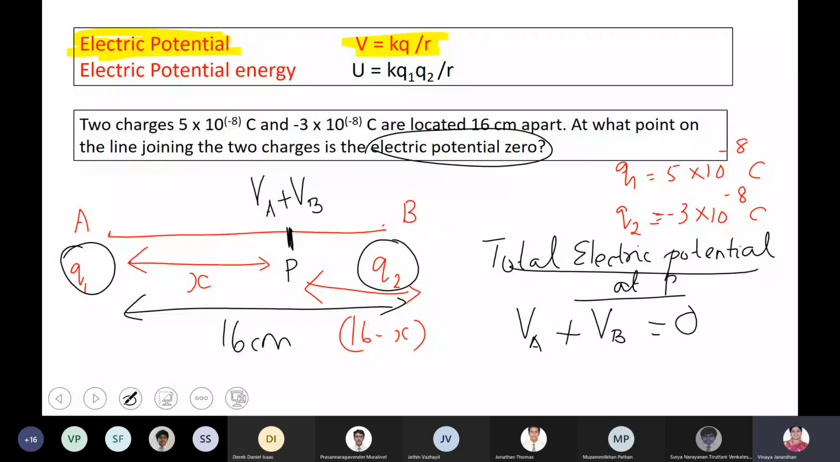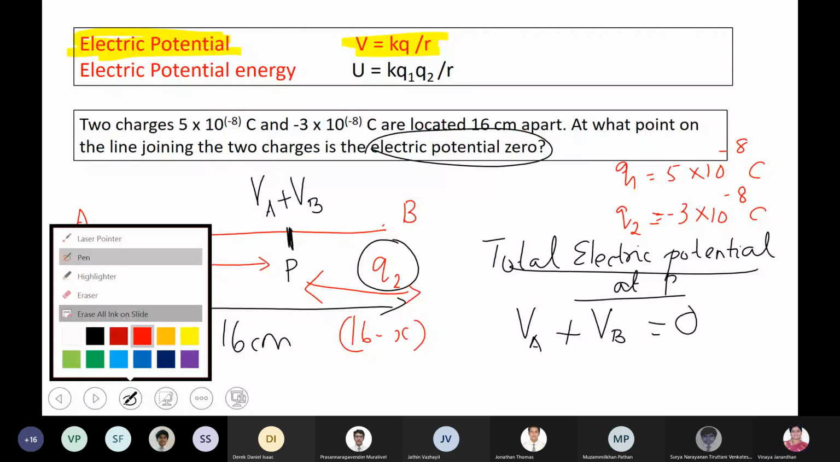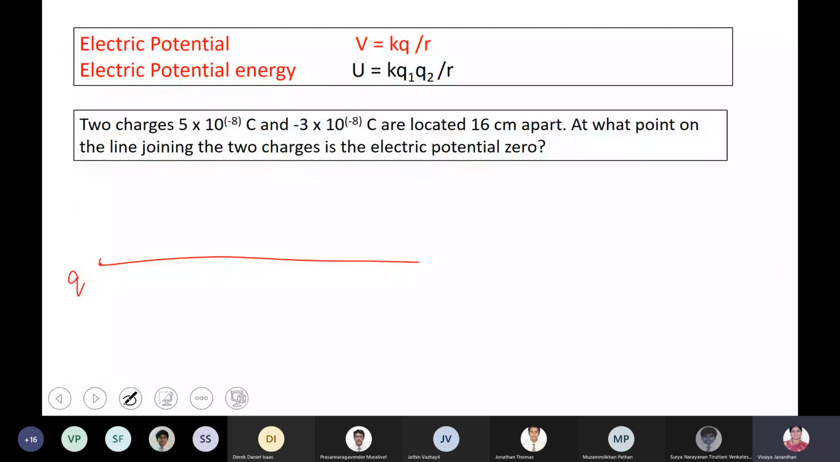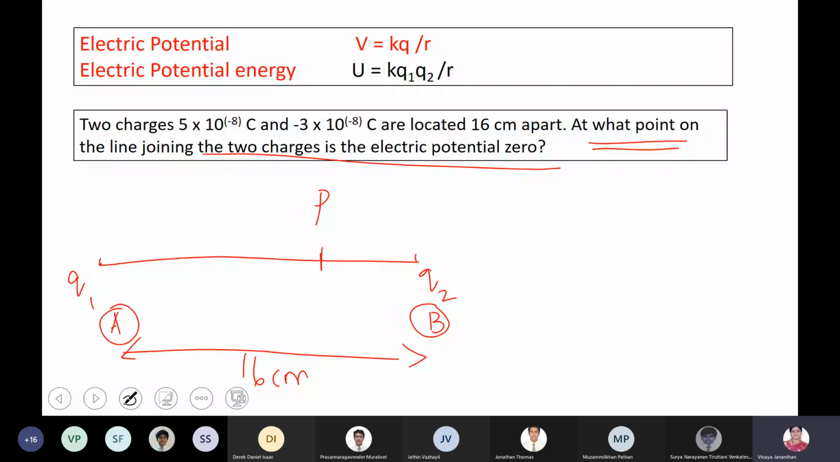Now the question is, boys, you have two charges, Q1 and Q2, placed at points say A and B. These two points are placed at a distance of 16 centimeter. The question is: at what point P on the line joining the two charges is the electric potential due to both the charges 0?